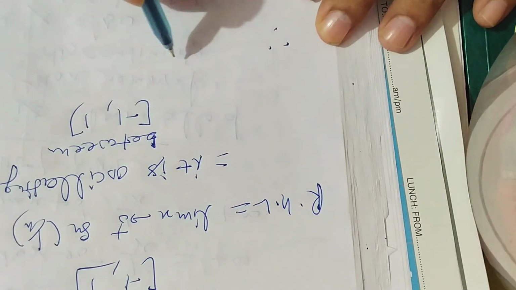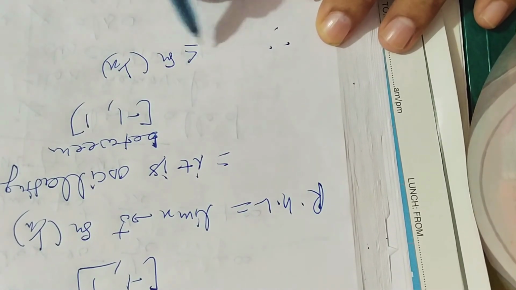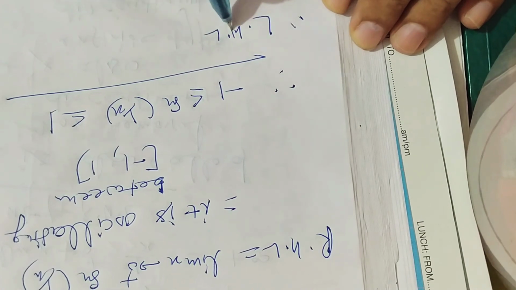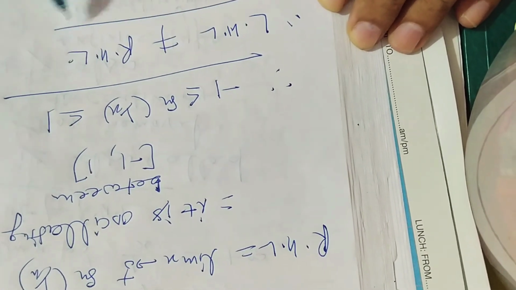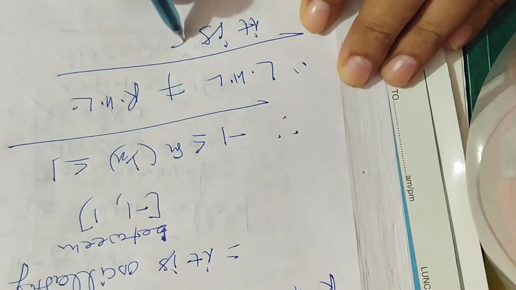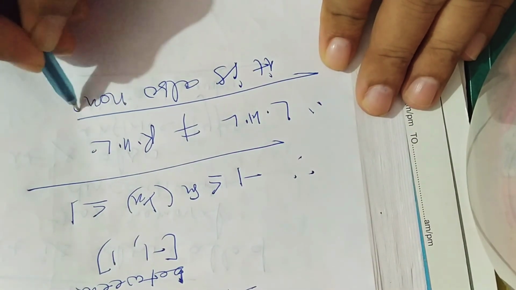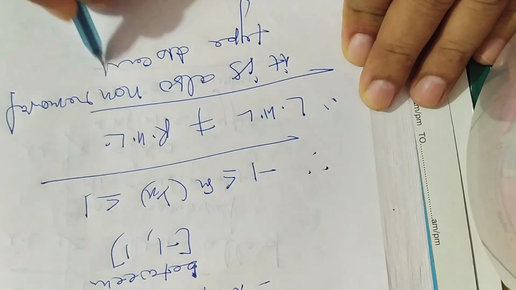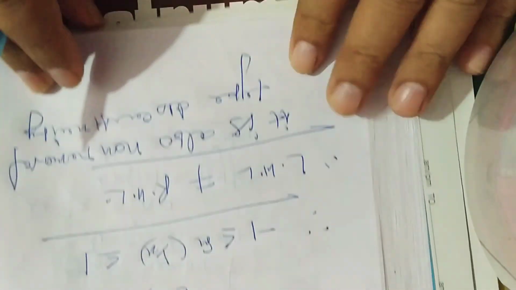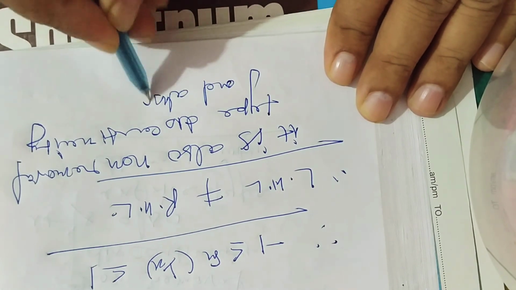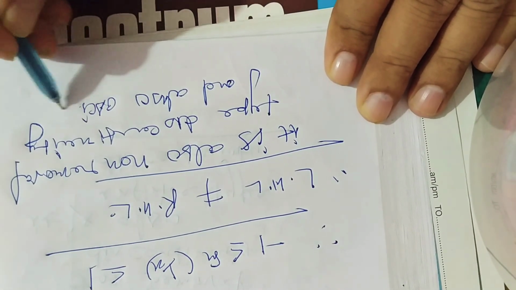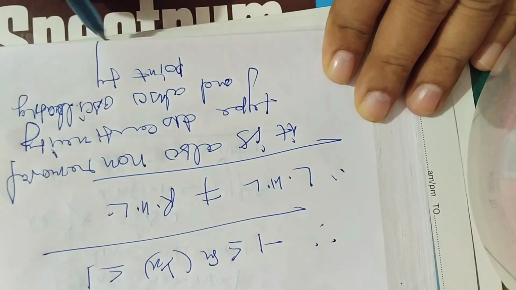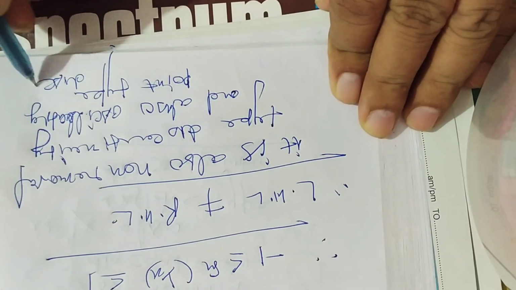Since we know that sin 1 by x lies between minus 1 to plus 1, therefore LHL is not equal to RHL, therefore it is also non-removal type discontinuity, and also oscillating point type discontinuity.